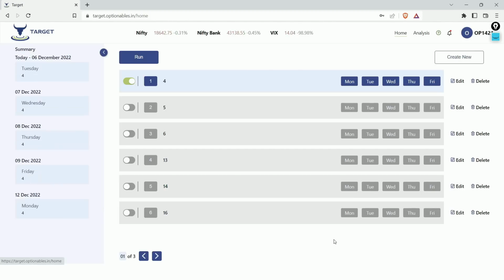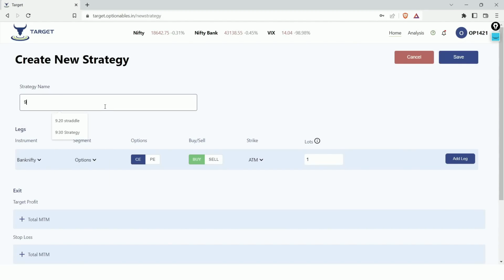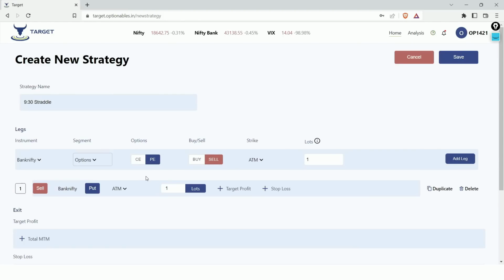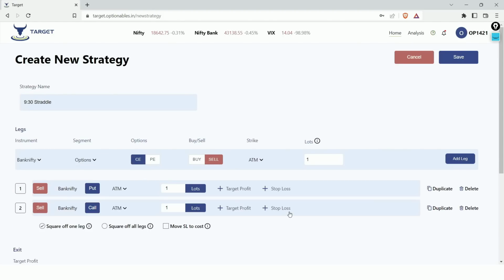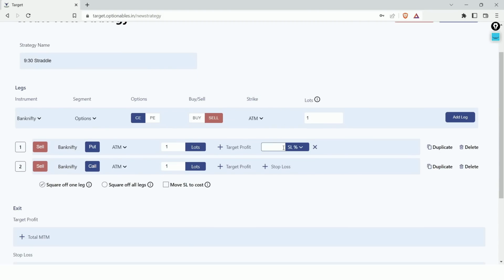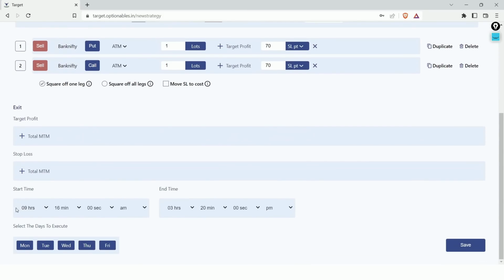And once you get into the platform, you can simply create a new strategy. Let's name the strategy 930 straddle. So we are going to sell a call option, sell a put option, and we are simply going to place a 70-point stop loss. Once that is done, we are going to put in the entry time, which is 9:30 a.m. and the exit time is 3:20 p.m. So we are going to execute this on all the days from Monday to Friday.